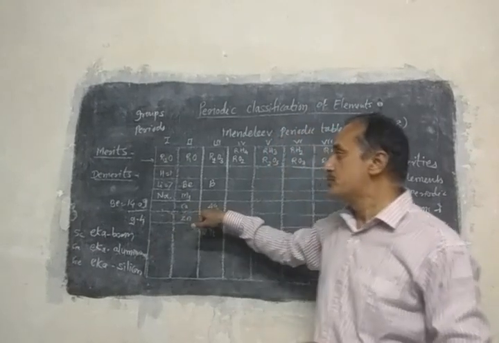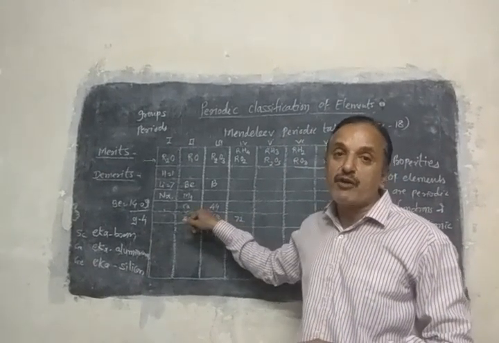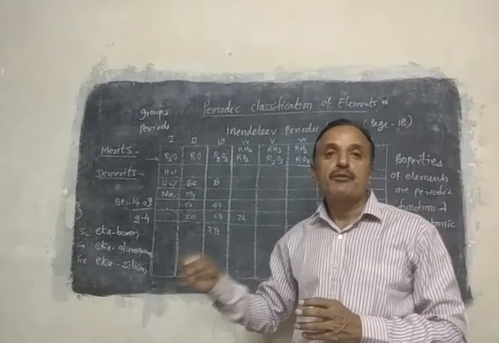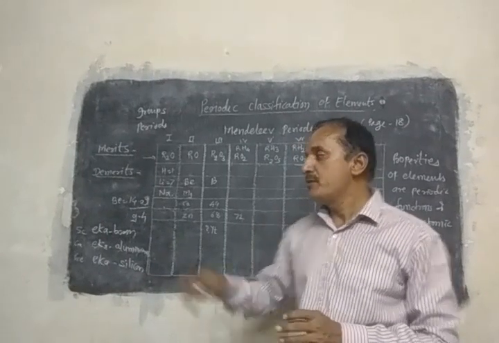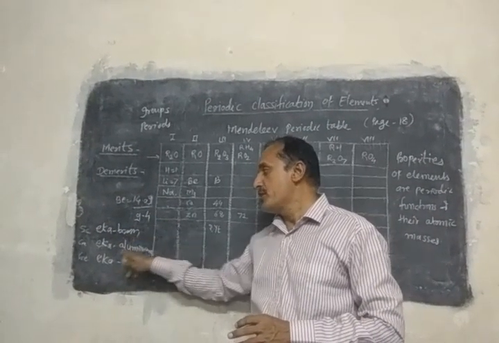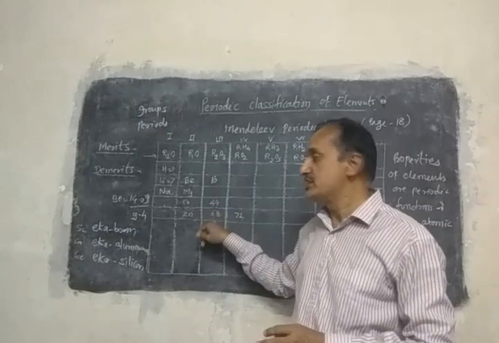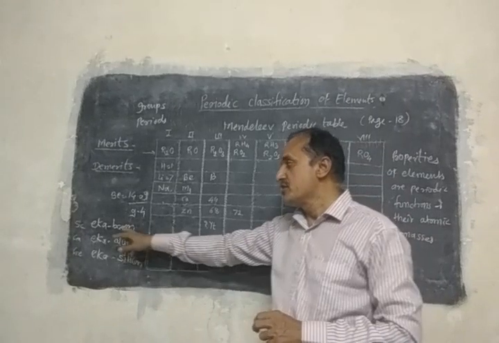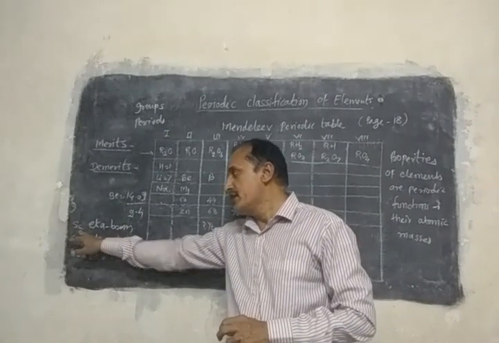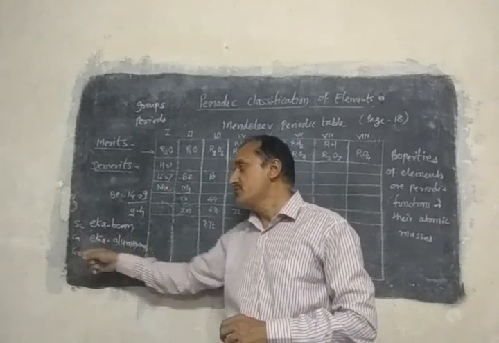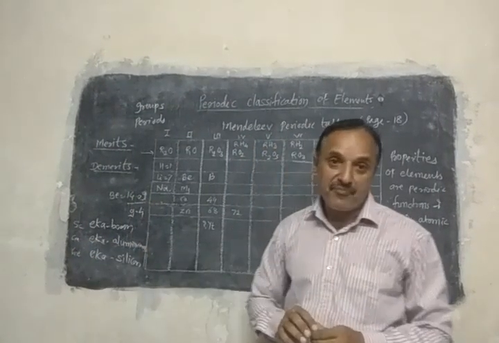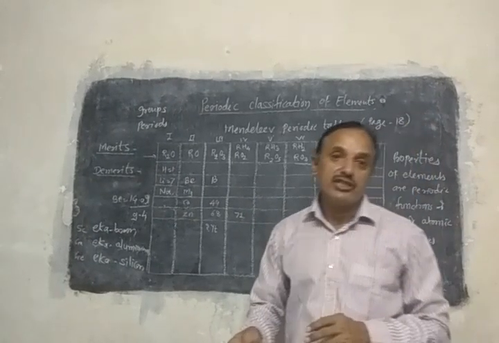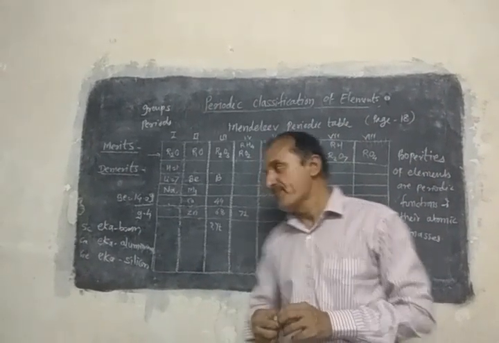The third was that if you see, there are three places left blank. These elements were not yet discovered, yet he predicted the properties of these three elements and named them Eka-boron, Eka-aluminium and Eka-silicon for 44, 68 and 72 respectively. Soon after the discovery, the names were changed. Eka-boron is now called scandium, Eka-aluminium is now called gallium, and Eka-silicon is now called germanium. Whatever properties Mendeleev predicted came true. It was true, whatever he said about those elements.